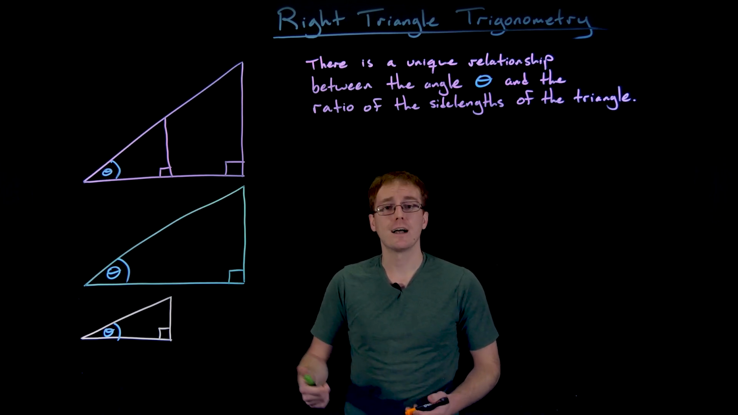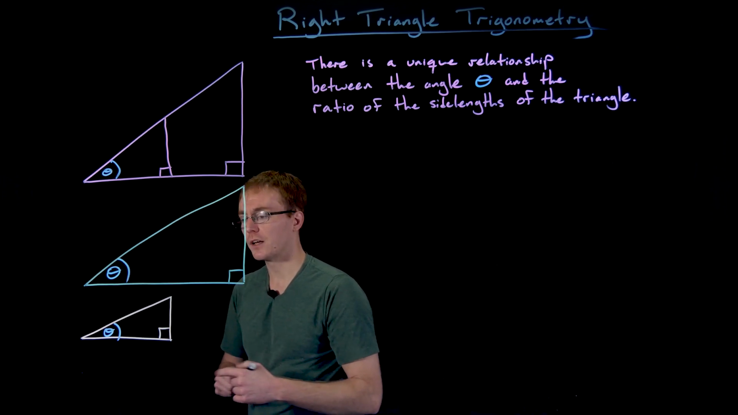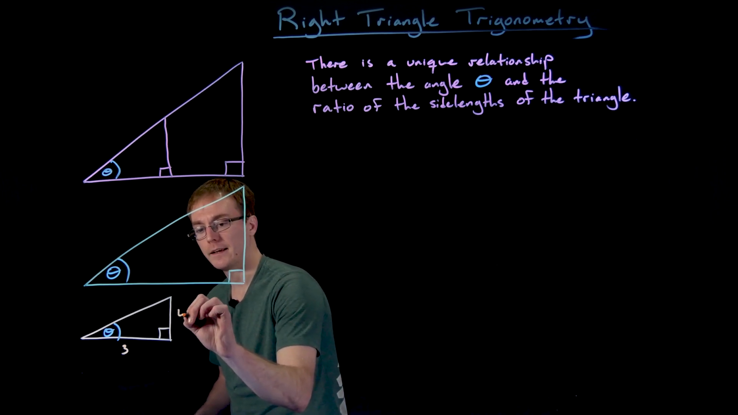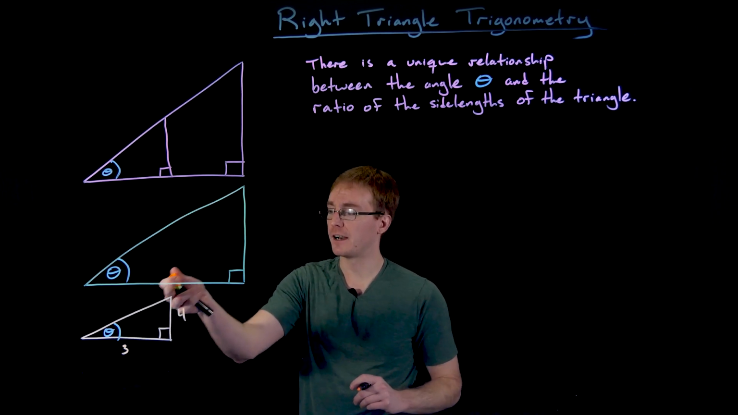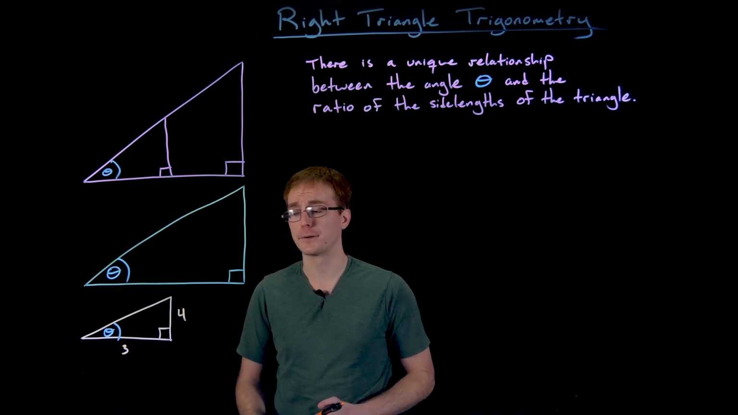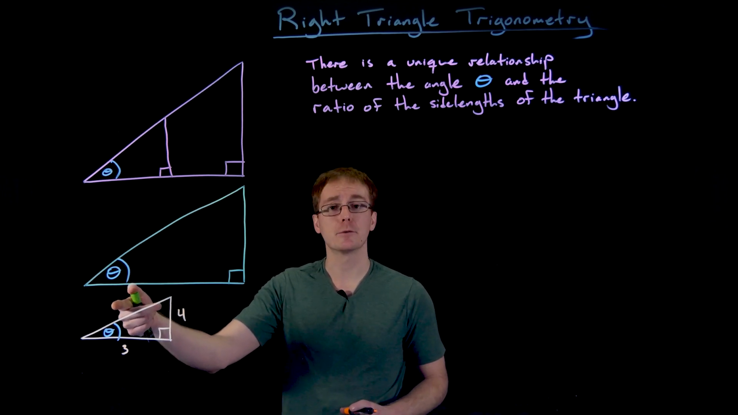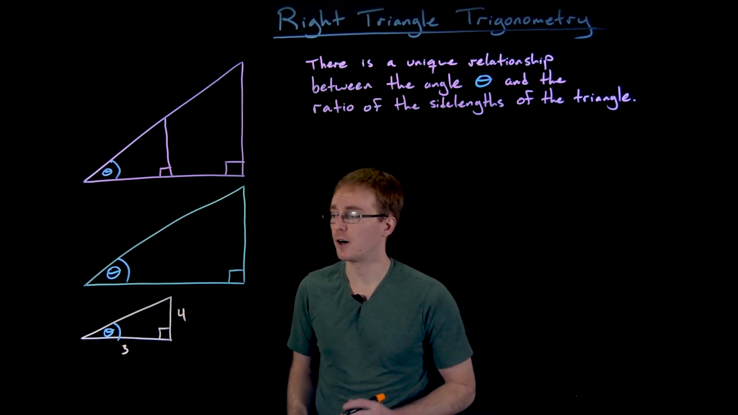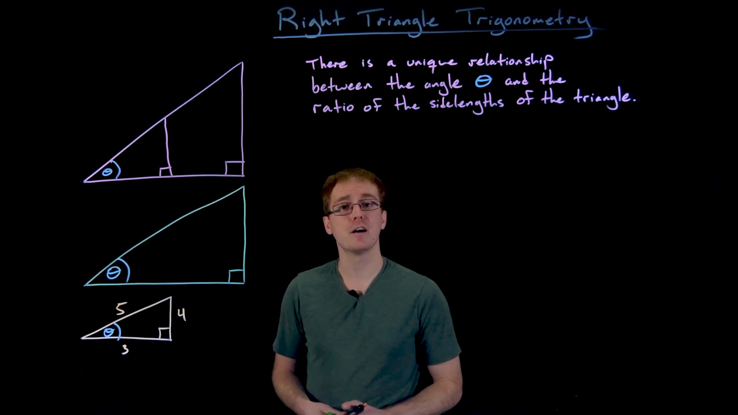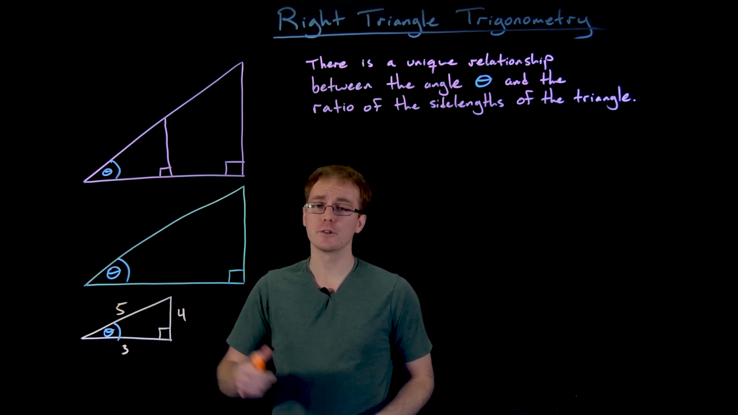Let's assign some side lengths to these right triangles just to give us something to talk about. Maybe this small orange right triangle has a base side length of 3 and a height of 4. Then we could find that remaining side length, the hypotenuse, using the Pythagorean theorem. Remember, a squared plus b squared equals c squared. If we do that side work off to the side, we should find that our hypotenuse here has a length of 5.